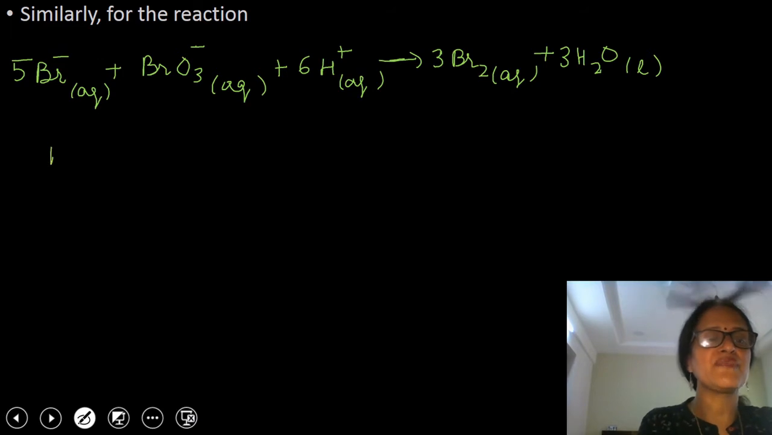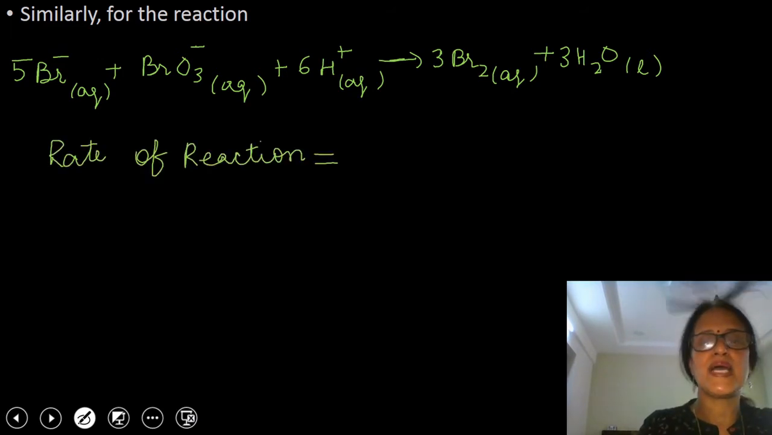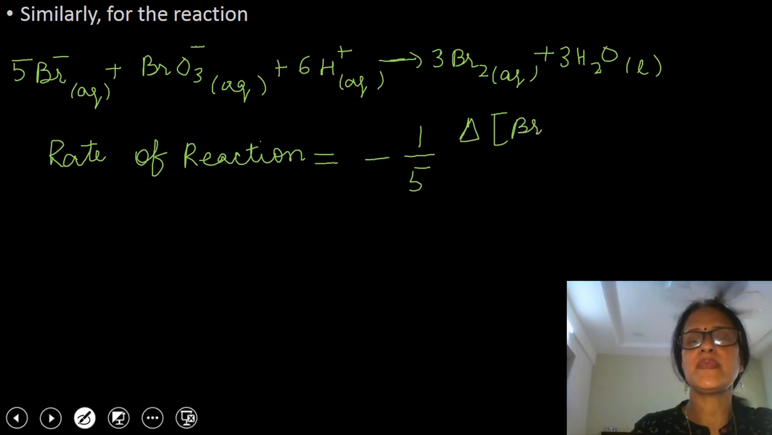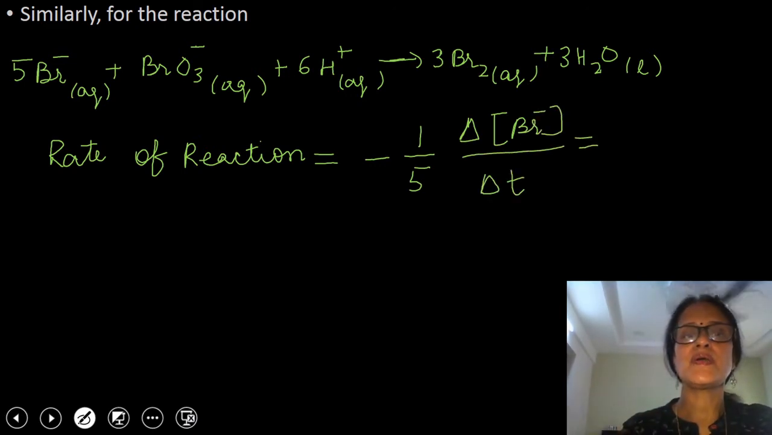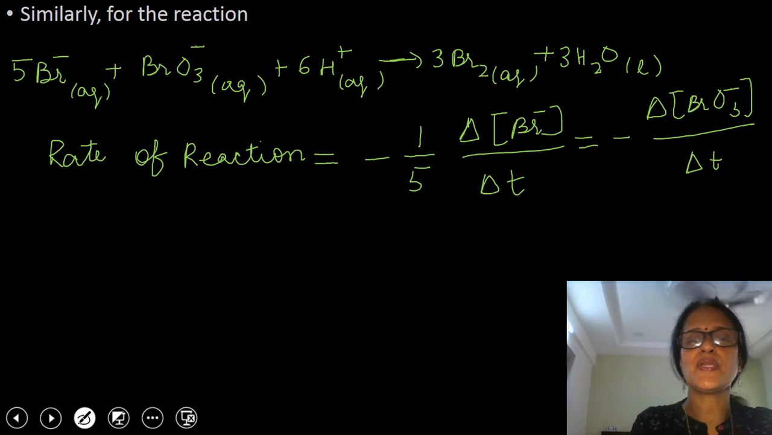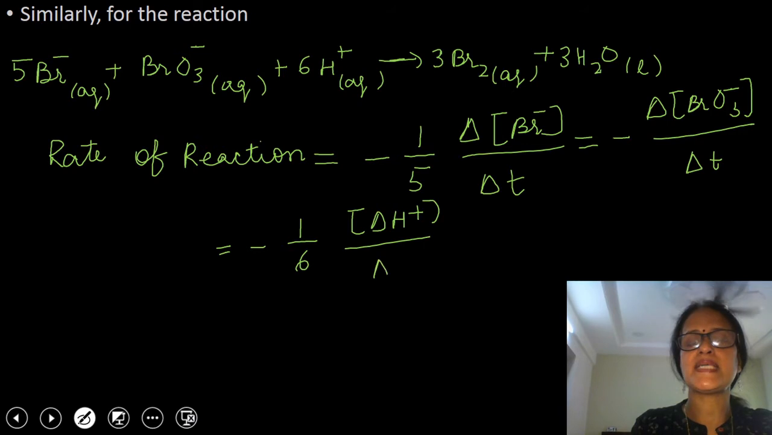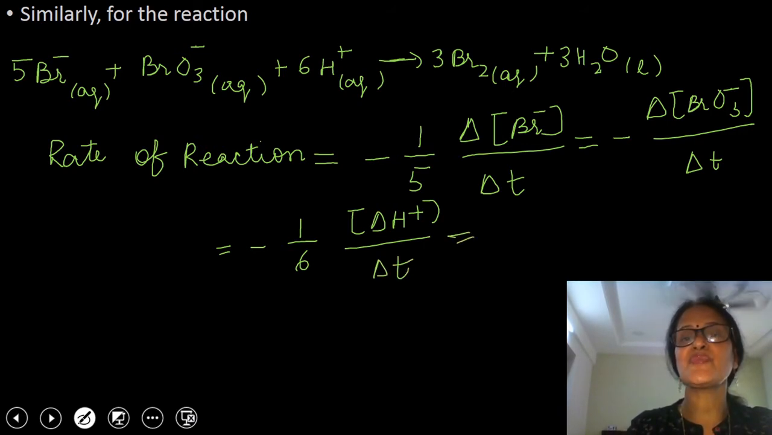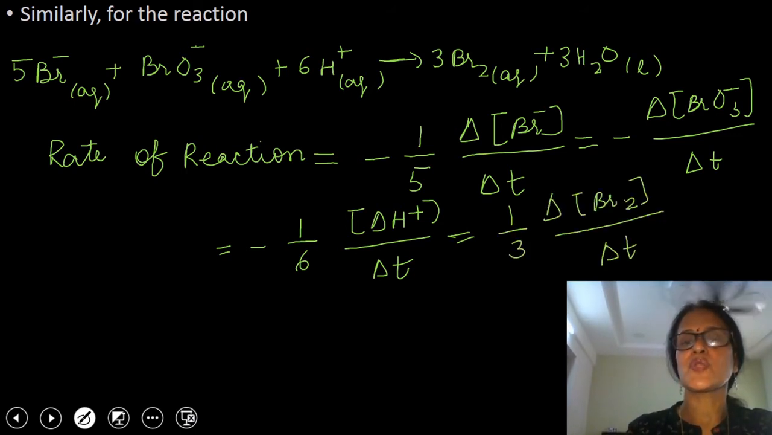So rate of reaction will be equal to minus 1 by 5 delta Br minus by delta t, or minus delta BrO3 minus by delta t, or minus 1 by 6 delta H plus by delta t, or in terms of bromine it will be equal to positive 1 by 3 delta Br2 by delta t, or in terms of water it will be positive 1 by 3 delta H2O by delta t.